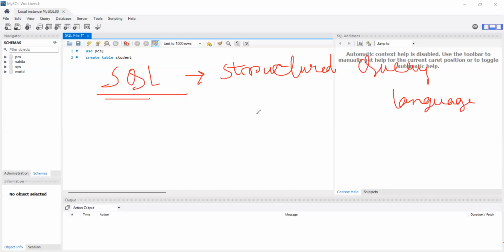So, what are the types of SQL? How many types of Structured Query Language are there?